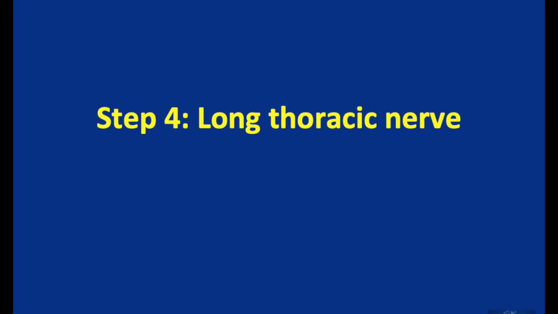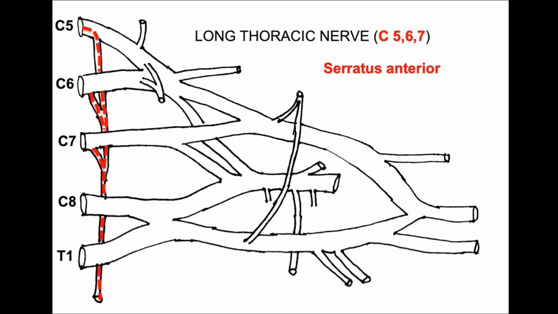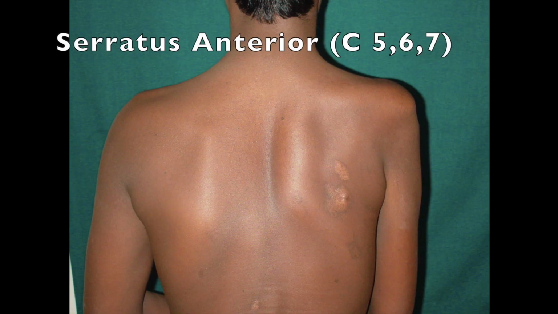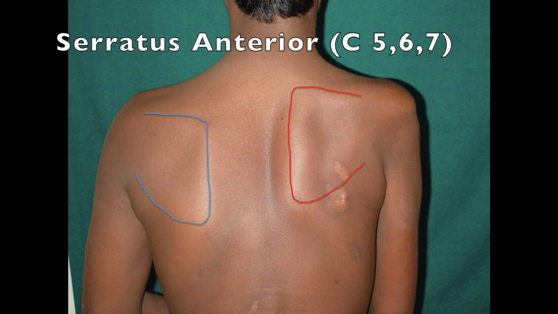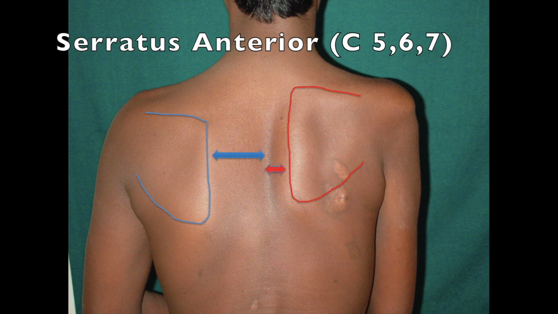The next step involves testing the serratus anterior innervated by the long thoracic nerve. On testing the serratus anterior, the first thing is to note the position of the scapula. You will note that on the right side of this patient, the involved side, it has moved medially, that is towards the midline, and more cephalad.